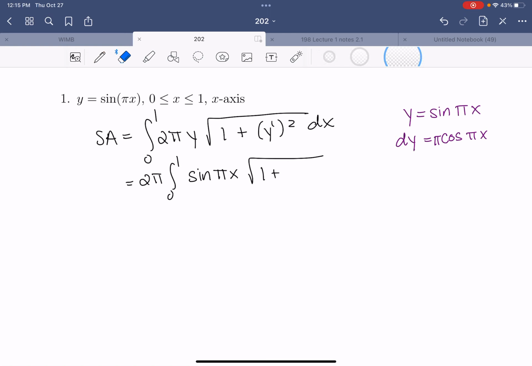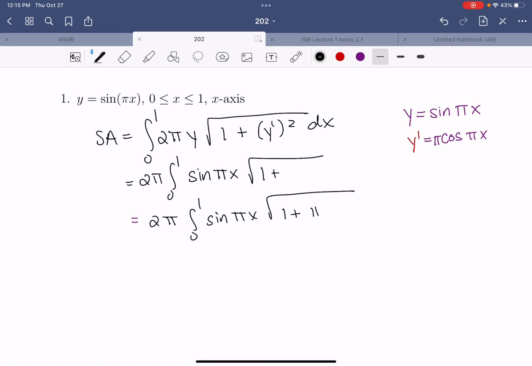Sorry, I'm going to change this notation for a second, to y prime. There we go. Okay, so when I plug that in, we get 2 pi, integral from 0 to 1, sine pi x, square root of 1 plus pi squared cosine squared pi x dx.